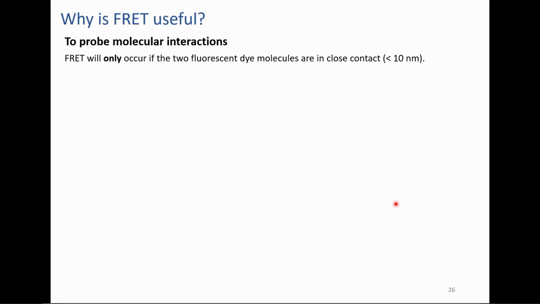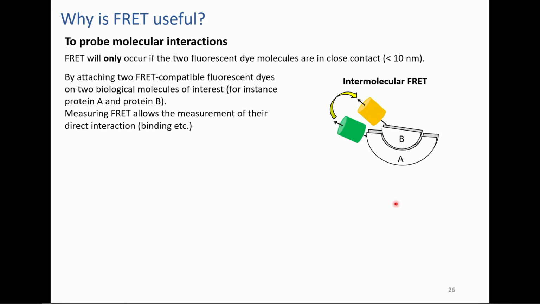So FRET only occurs if the molecules are in close contact. So if they are within less than 10 nanometers, you can be pretty certain that they have bound to each other, because it's unlikely, right? Because if they just pass each other, this passage will be too fleeting, and so on average they'll be too far apart for FRET to be detectable, right? So only if they really are bound would they be closer than that distance.